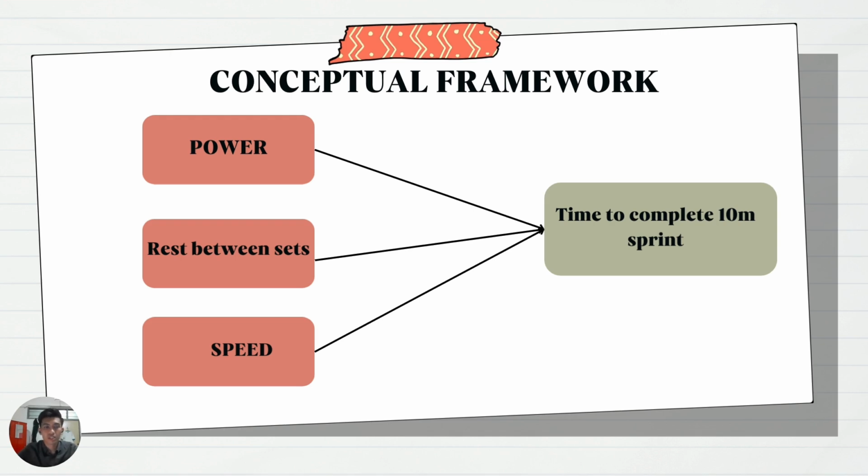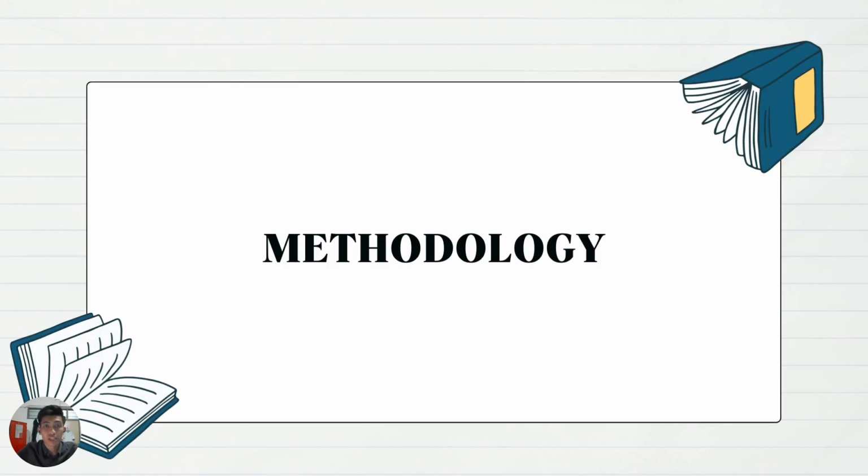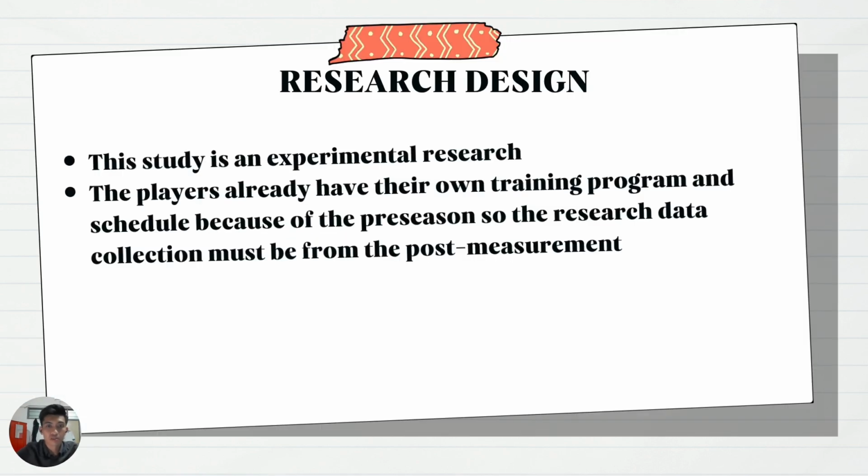So this is the conceptual framework, which consists of power, rest between sets, and speed, measured as the time to complete a 10 meter sprint. Now let's look at the methodology. First is the research design. This study is experimental research and all the participants are United football players. All the players have their own training program and schedule because of the preseason. The research data collection must be from post-measurement and also pre-measurement.